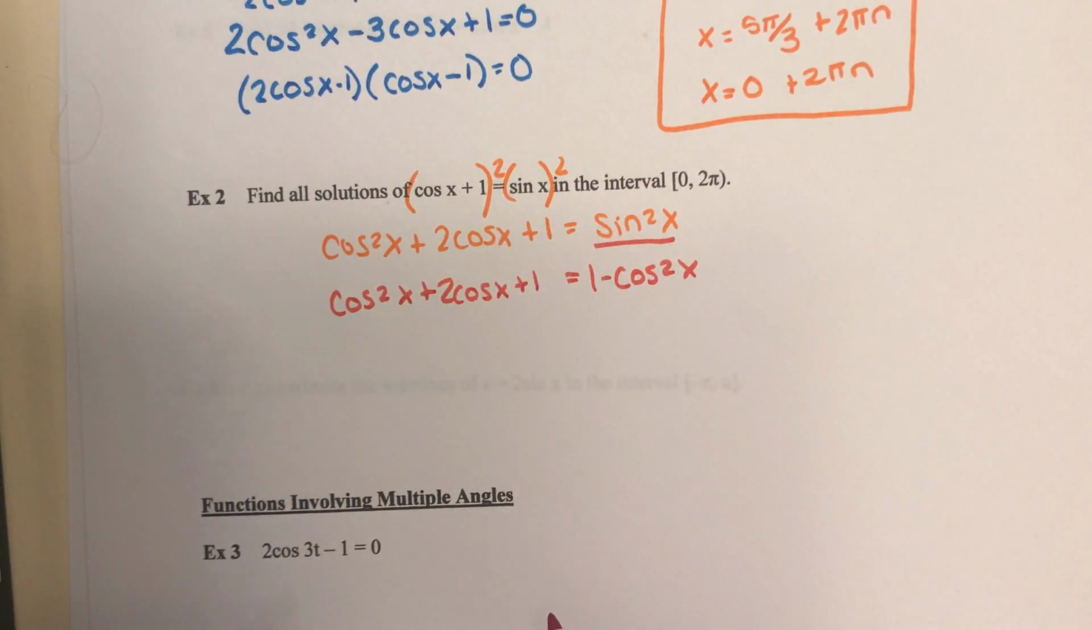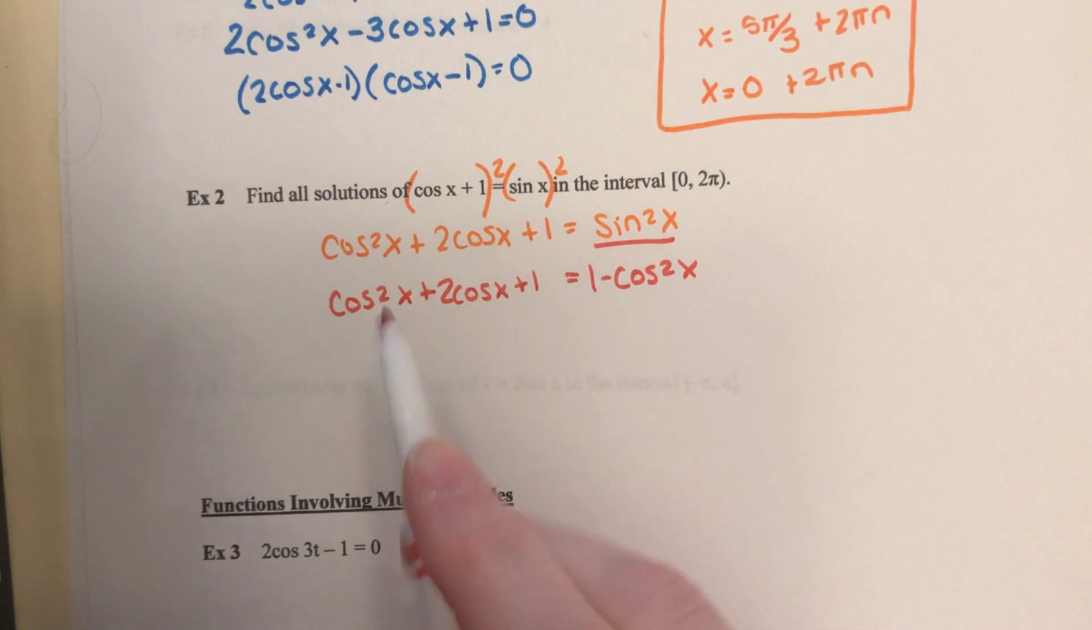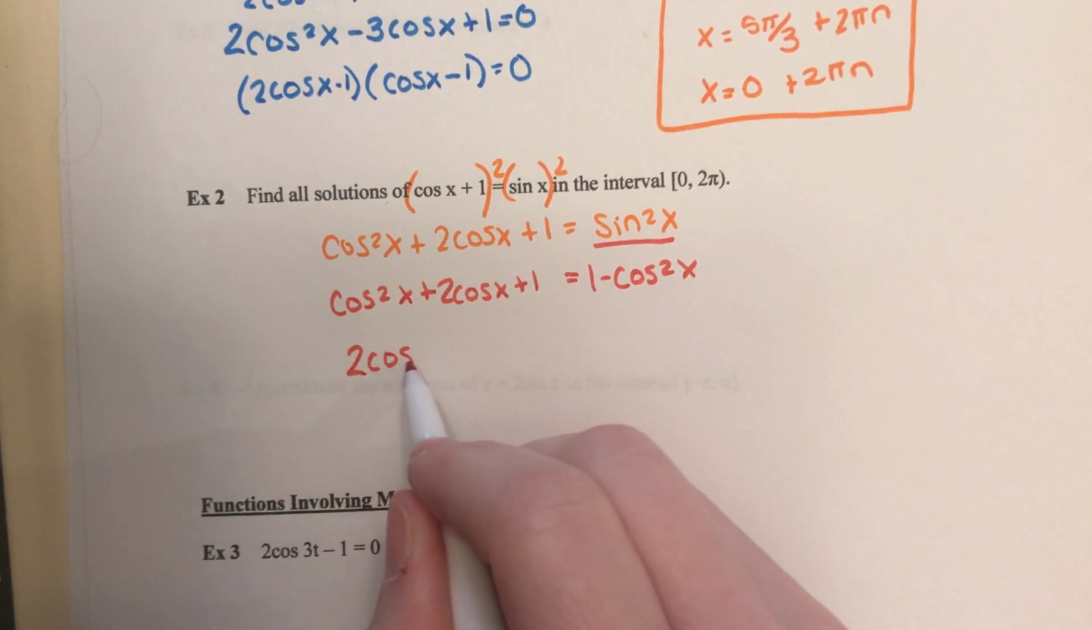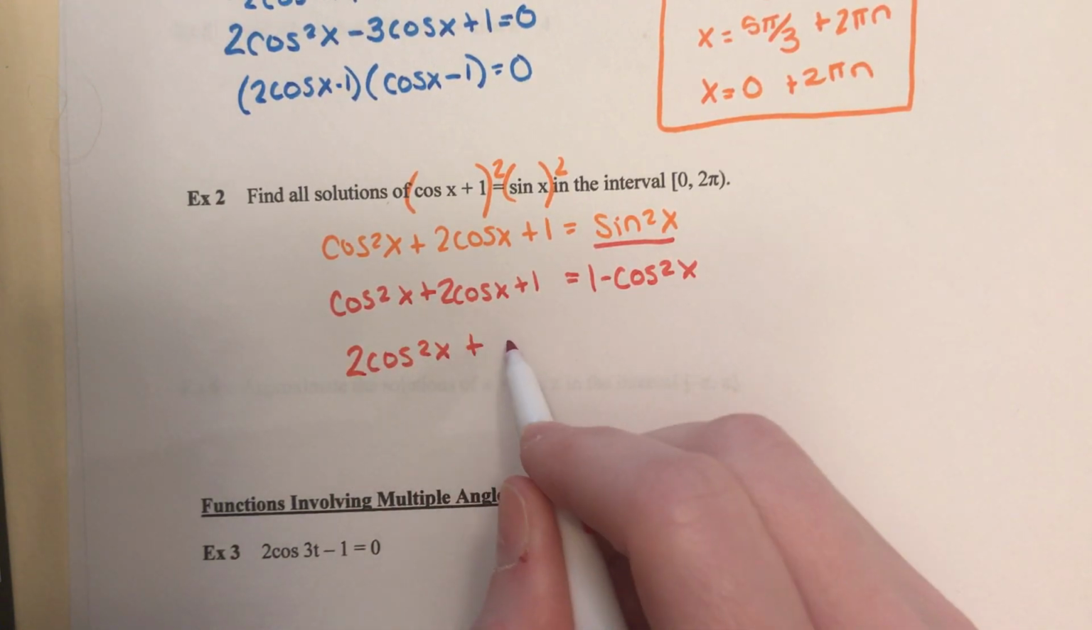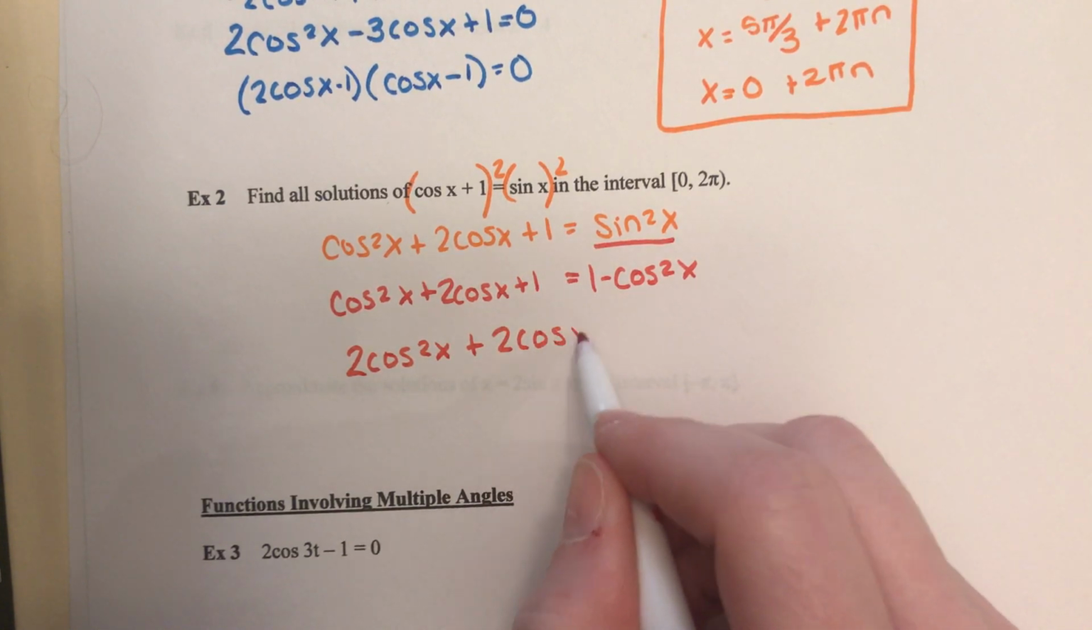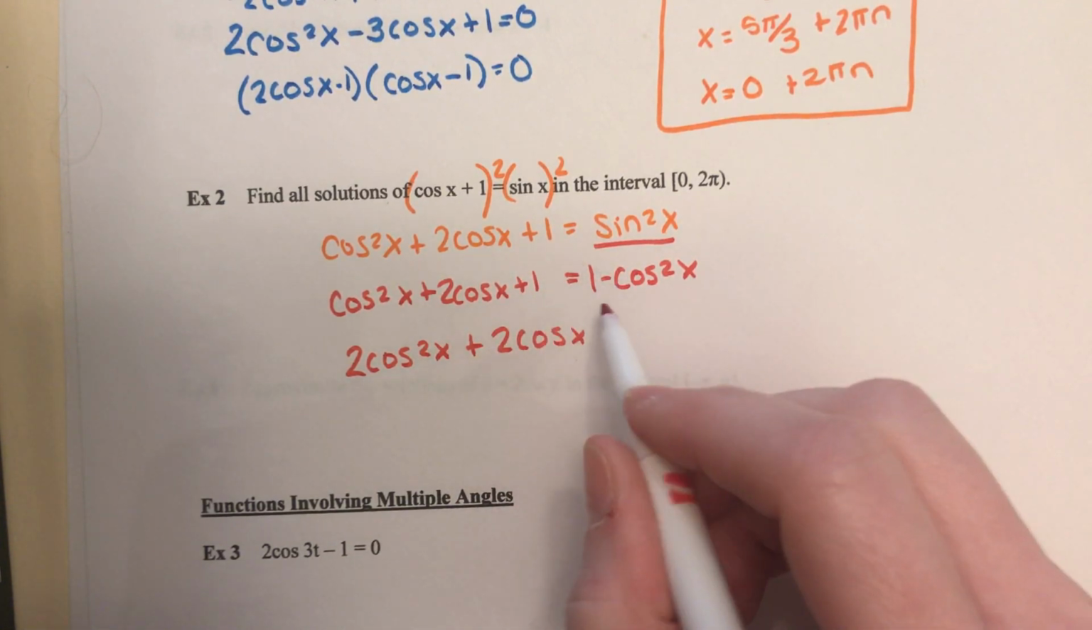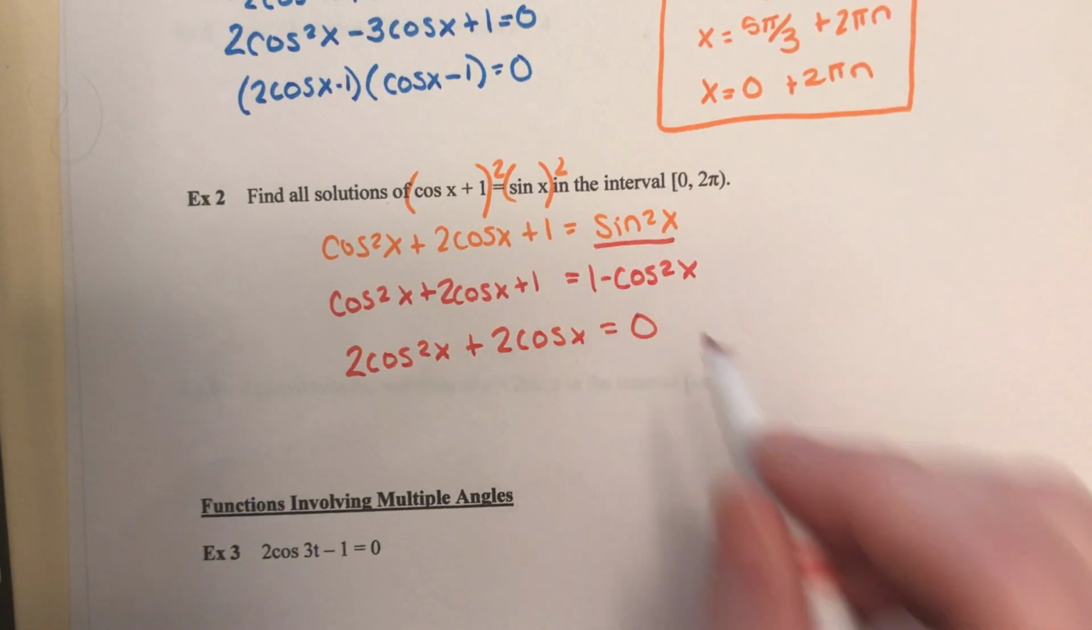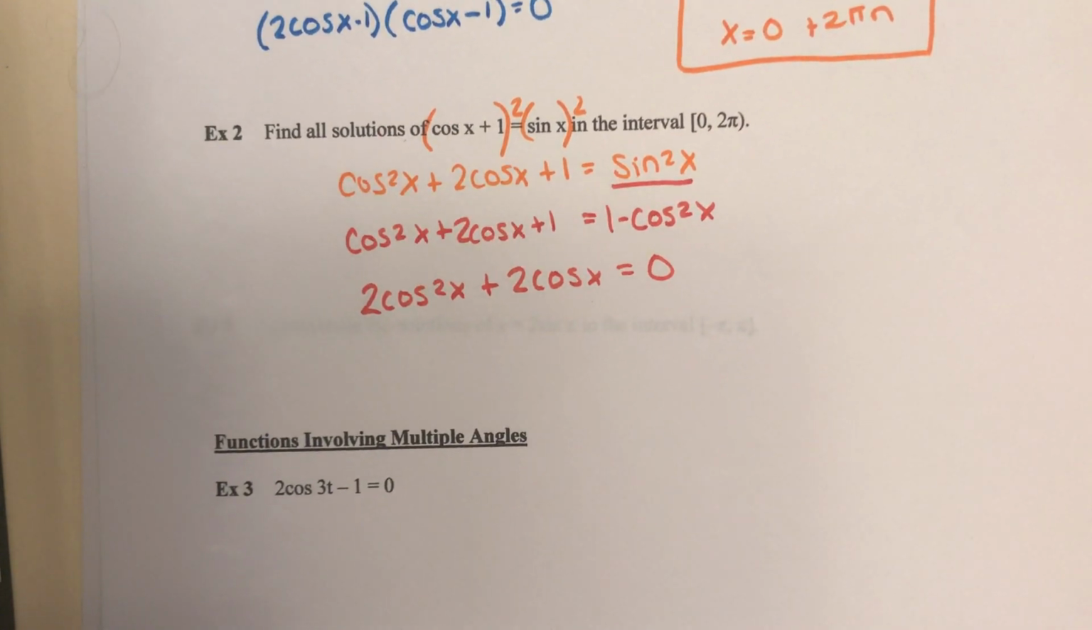And now I'm going to move everything to one side. So if I add the cosine squared over, that gives me 2 cosine squared plus 2 cosine. And if I subtract the 1 over, that gives me 0. So that equals 0. Next, I'm going to keep solving.